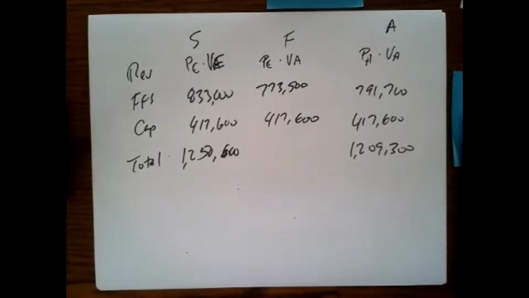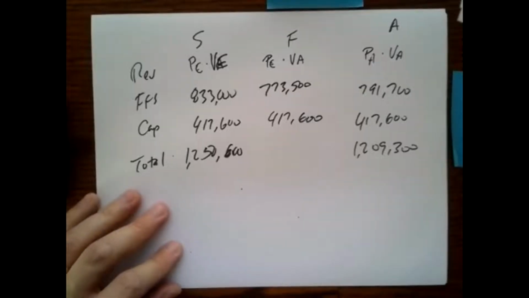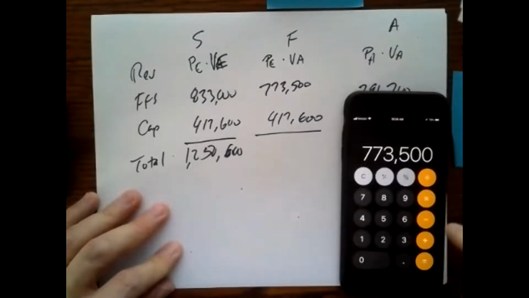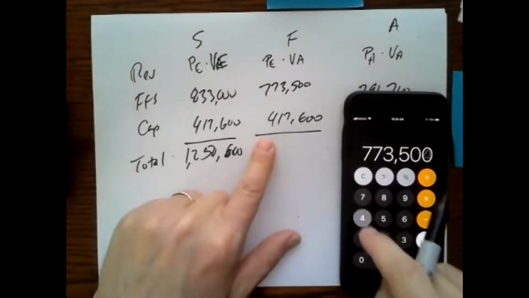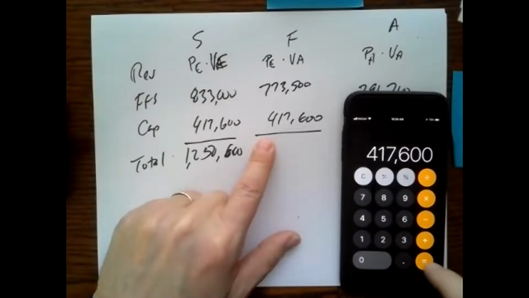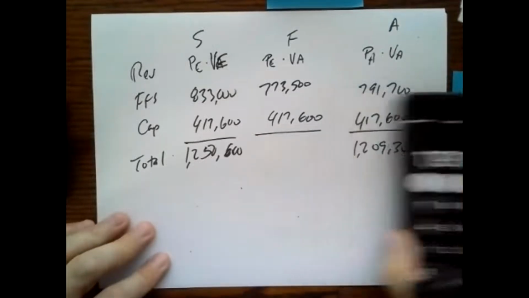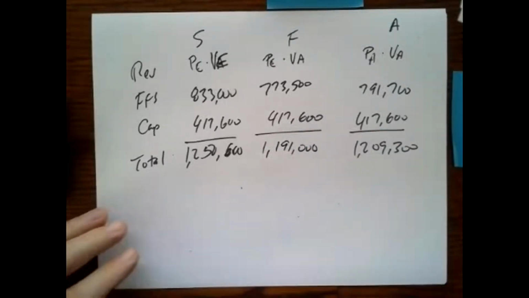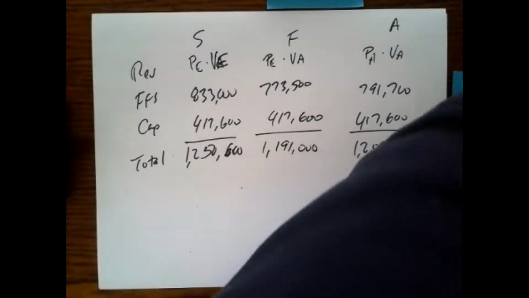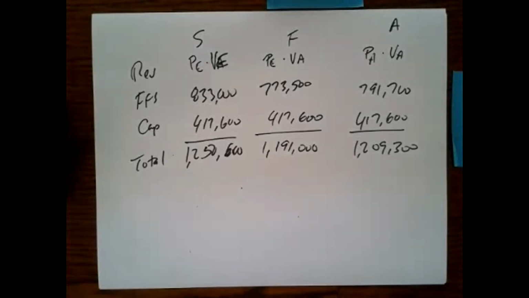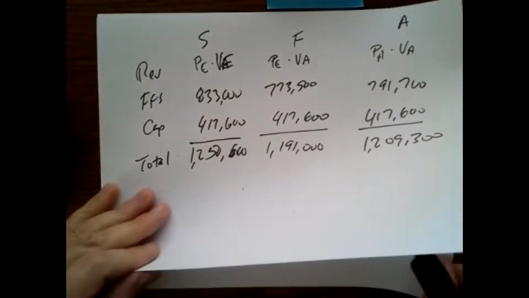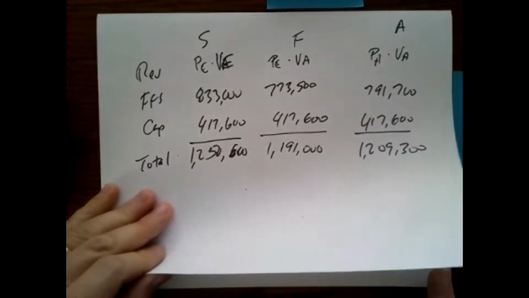So now we have the flex revenue for fee-for-service. We can add that to our capitated for 17,600, and we get 1,191,100. This gives us the information we need in order to calculate the subordinate variances for revenue.